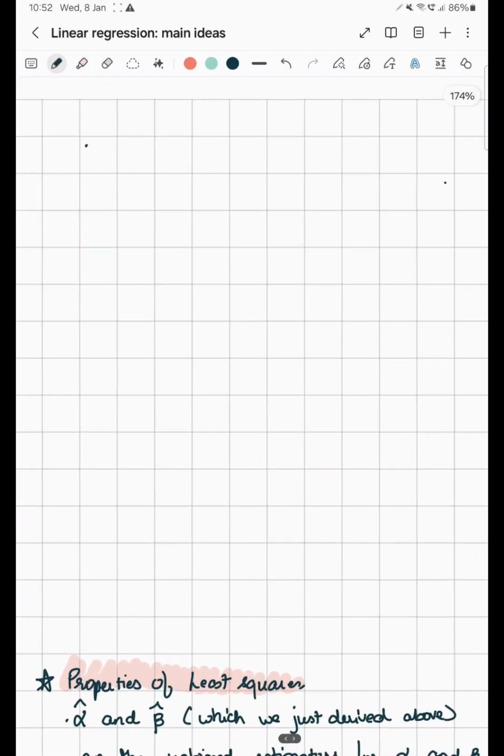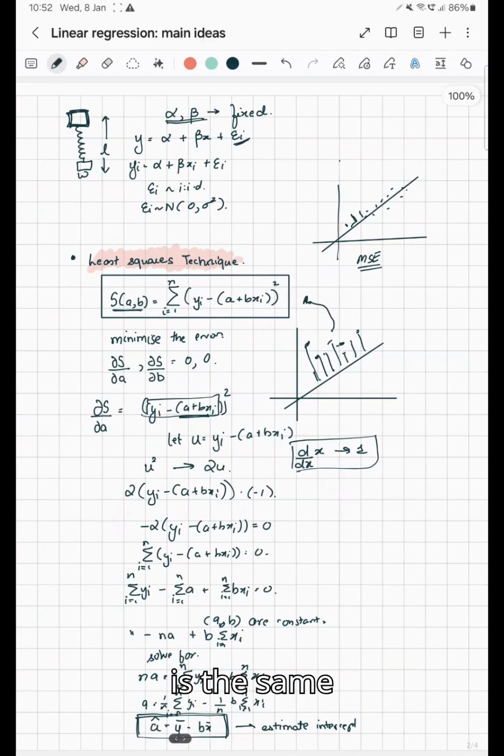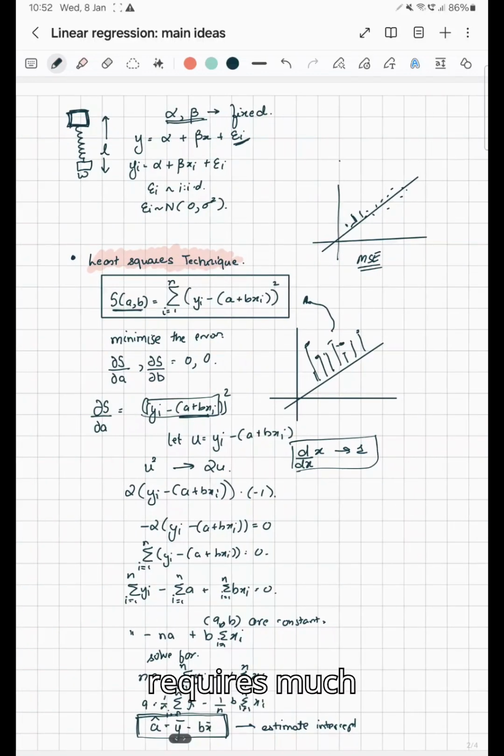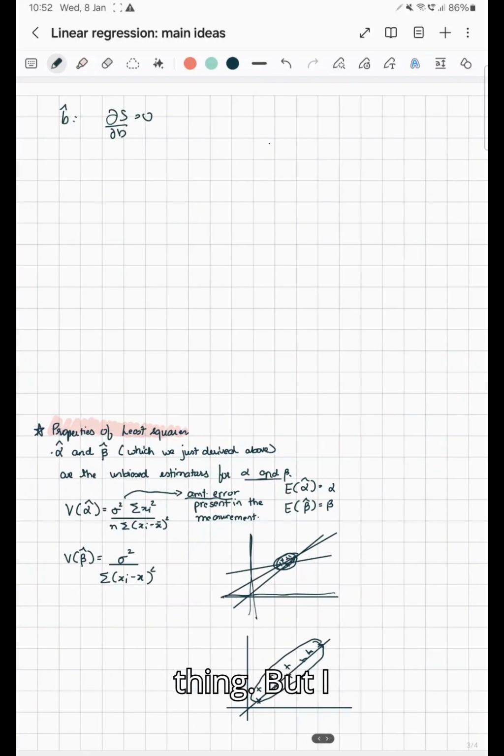And similarly, we can derive b hat, but I think it should be left as an exercise for the viewer, because it is the same principle. You have to equate dS by db to 0, and admittedly it requires much more algebraic heavy lifting than this one, but I think it's a worthwhile endeavor to do on your own, and it will instill great confidence.